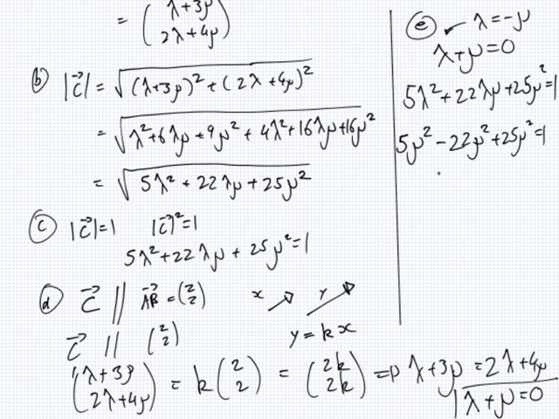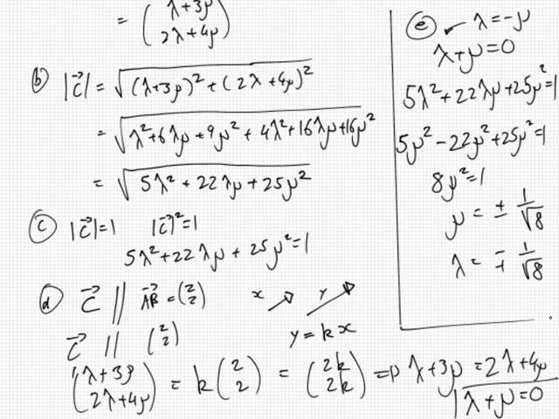So what's that? 25 minus 22 is 3, plus 5 is 8. 8 mu squared equals 1. So mu equals plus or minus 1 over root 8, which means lambda equals minus or plus 1 over root 8. So that's the answer for the last one. I told you this one was hard. This would be like a section B question in the exam.